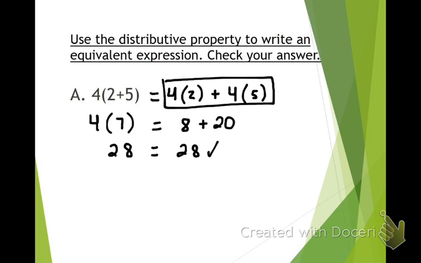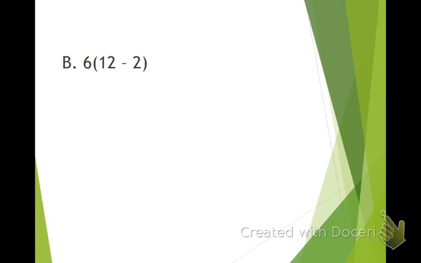Any questions on how we did that? Okay, letter B. 6 times 12 minus 2. Same idea, same instructions. We're still going to first of all write an equivalent expression. Remember, that red thing that we wrote at the beginning, everything on the outside is going to be multiplied by everything on the inside. Who thinks that they can do this first one for me? Mason, I want you to write me an equivalent expression. What should it be?